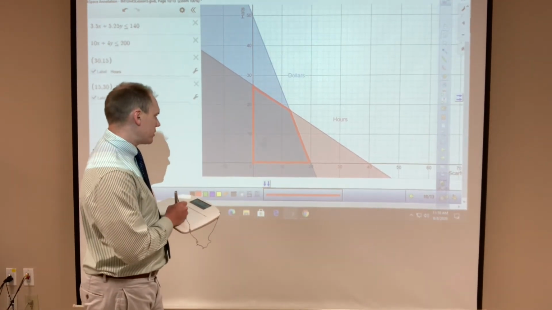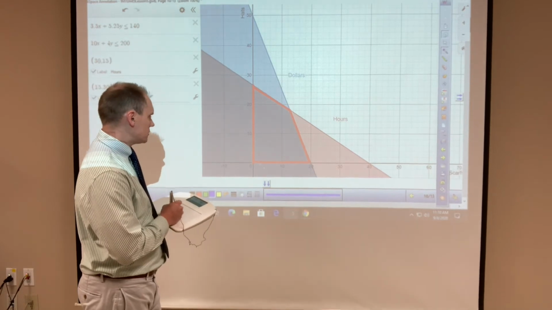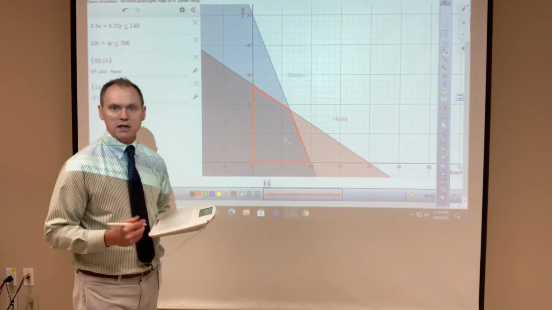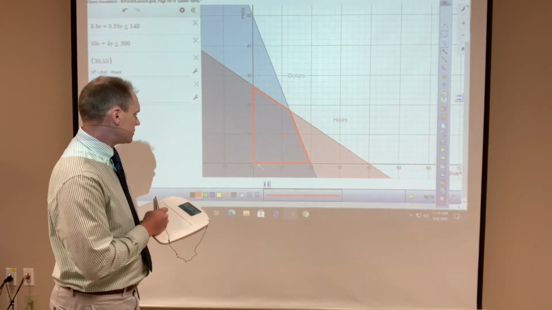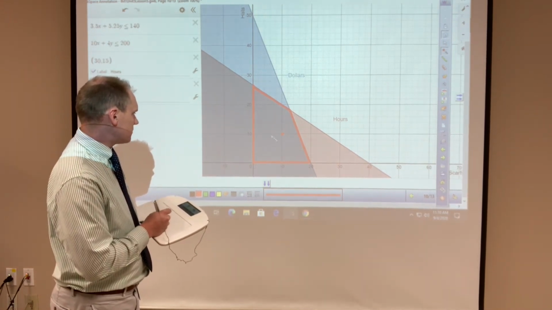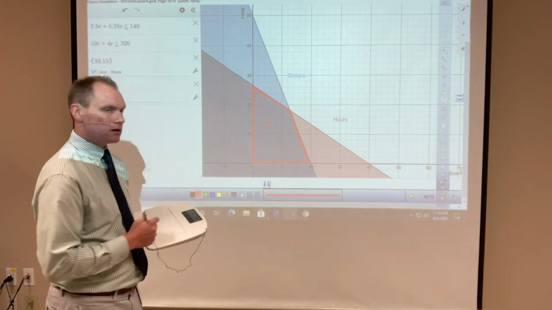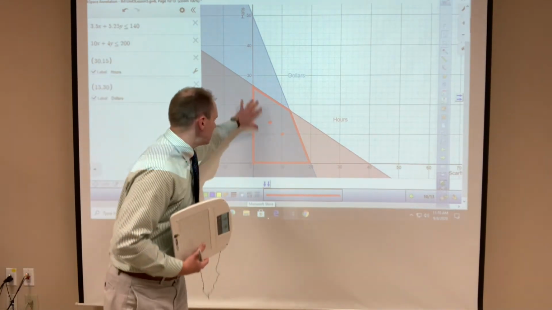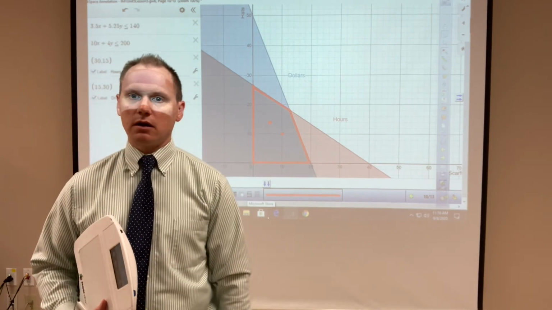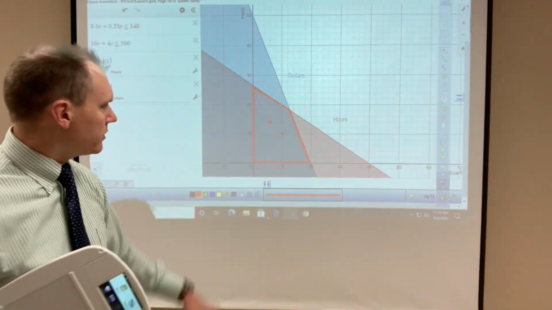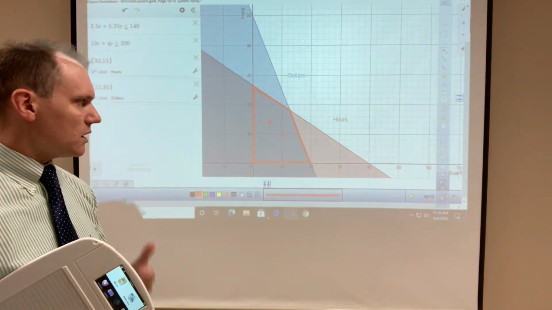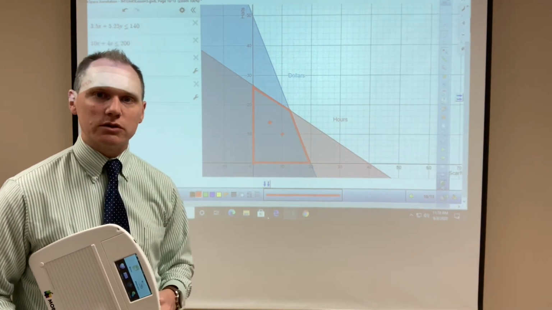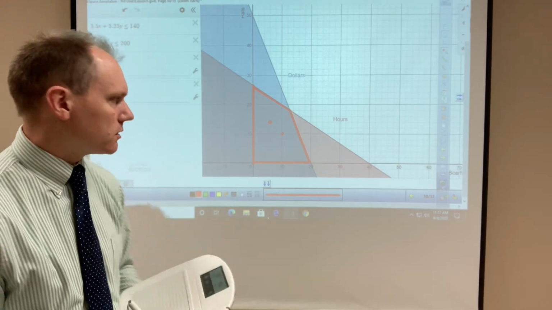So let me just pick a few points here. So this is the point 10, 10. So I can make 10 scarves and 10 hats. This is the point, let's see, 2, 4, 6, 14. I can make 6 scarves and 14 hats. Any point in here would satisfy our situation. So just kind of an interesting way to take some constraints, plot them on a graph, and find the points that actually satisfy our situation here.